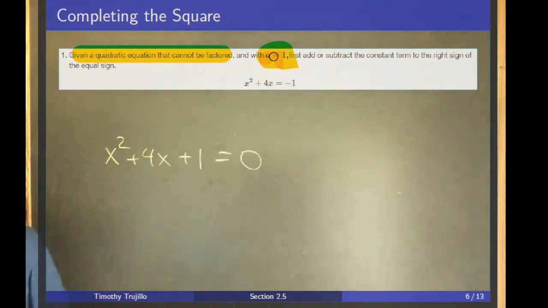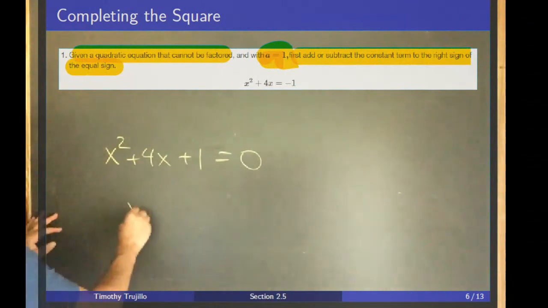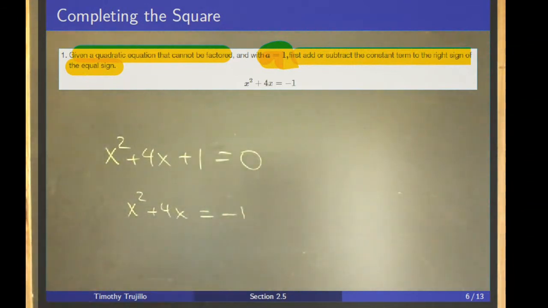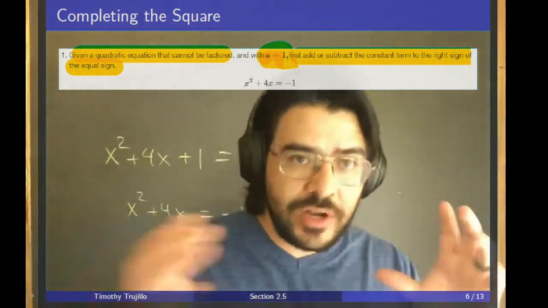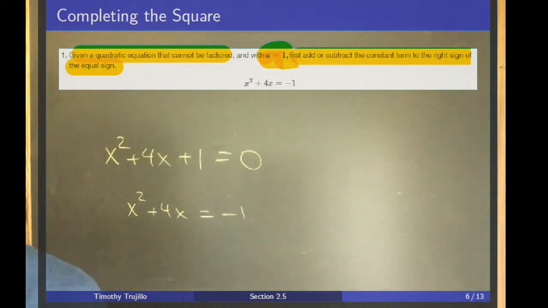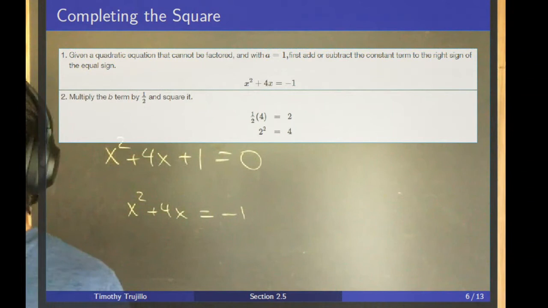Okay. So this is the example we're looking at. Your first step here is to isolate the x's on one side of the equation. So first add or subtract whatever the constant term is to the right-hand side of the equal sign. Here what we did was just subtract the 1, so they got x squared plus 4x is equal to negative 1. It's an equivalent equation. What we're after is solving the equation, so we're trying to isolate the x. Your first step is to put all the x's on one side and make sure that the x squared has a coefficient of 1.